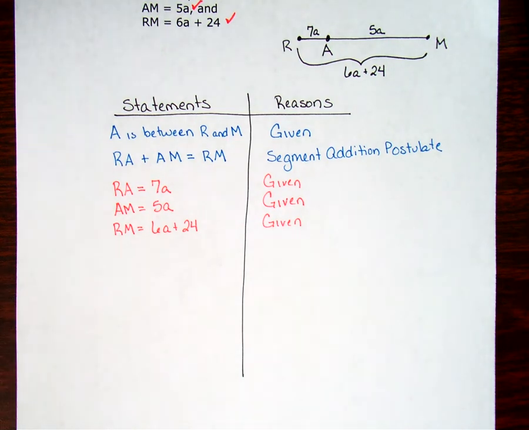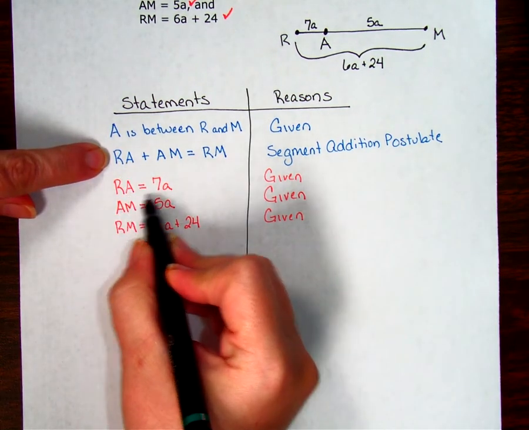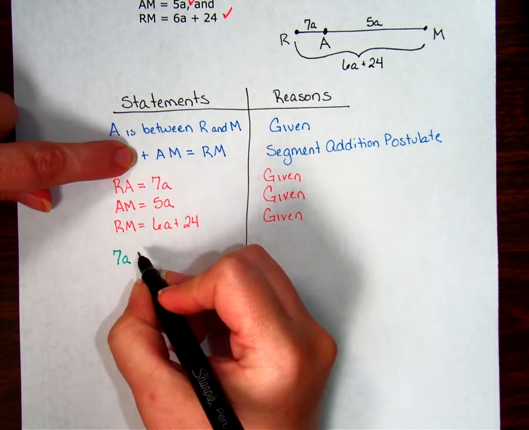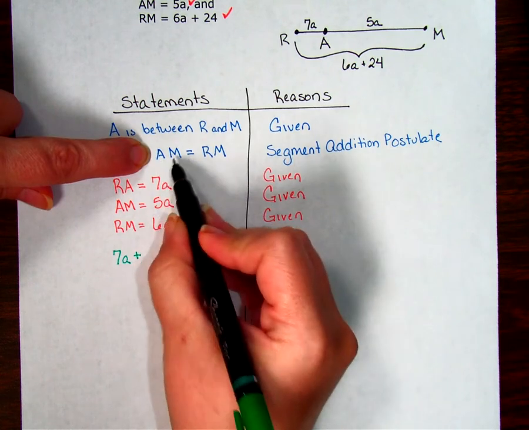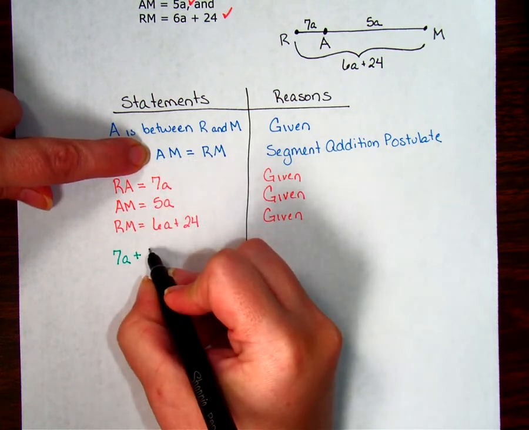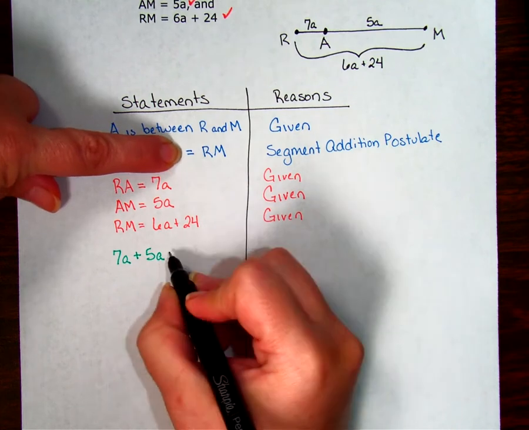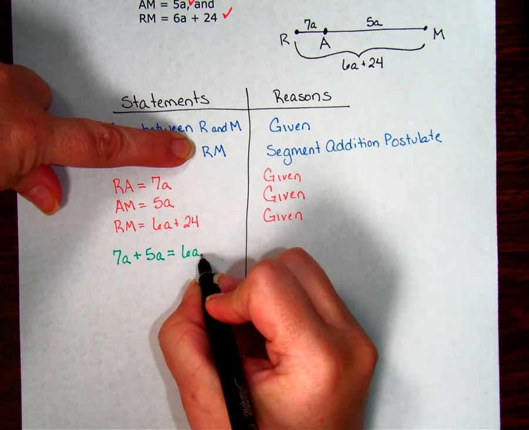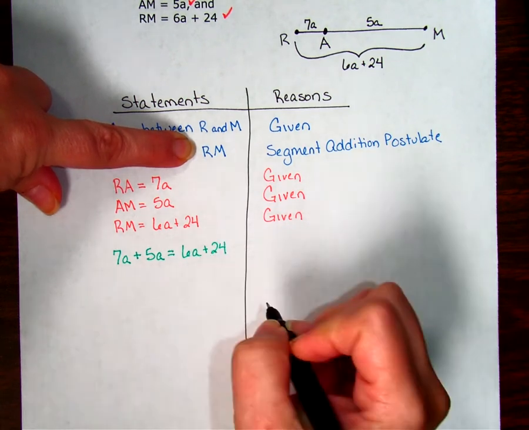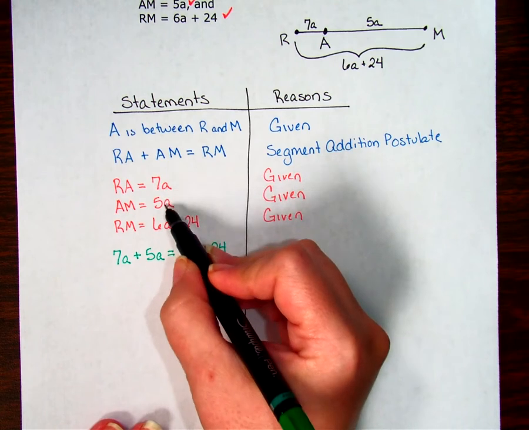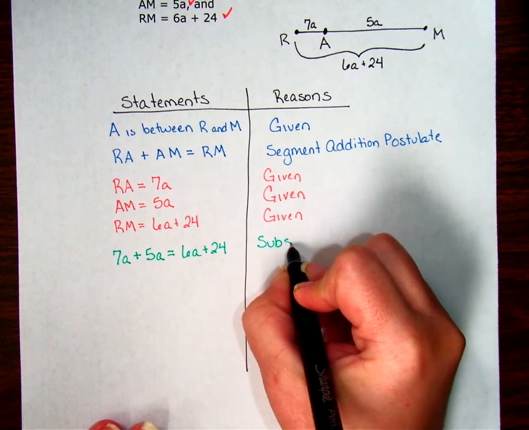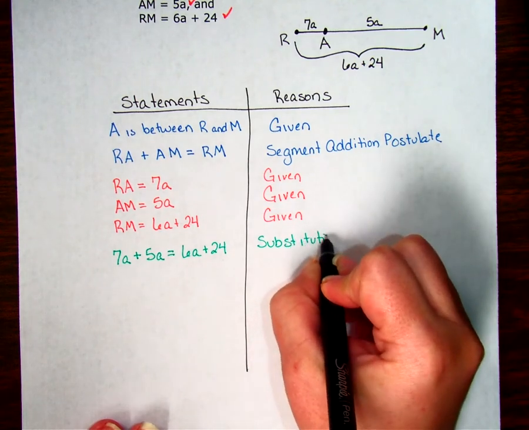Okay, so we're going to substitute into this equation right here. RA, I'm going to replace with 7a. Then plus, I almost forgot my plus sign, AM can be substituted with 5a. Equals RM, which can be substituted with 6a plus 24. And all we did was take these three values and substitute them into this equation. So it's the substitution property of equality.